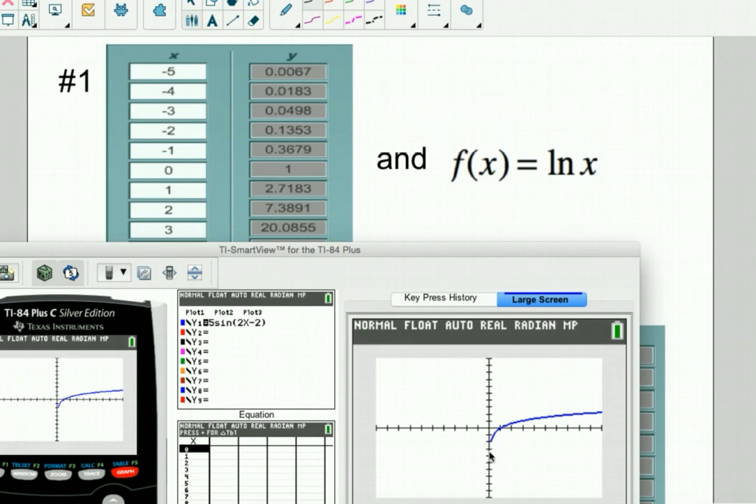I can't plug in 0 here. If you notice, I don't exactly get 0. I get pretty close to it, but I don't get it. I get closer and closer to 0 as I keep going further and further negative. Here, I get closer and closer to 0 as I keep going negative, but with a different axis.